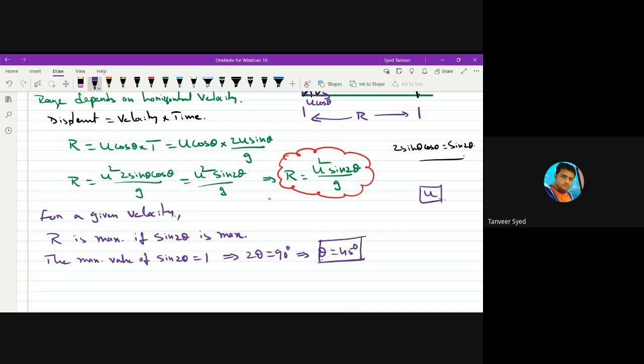So for a given initial velocity, if you project a body at 45-degree angle with horizontal, its range will be maximum. Therefore, R is max for theta equal to 45 degrees. Important point.